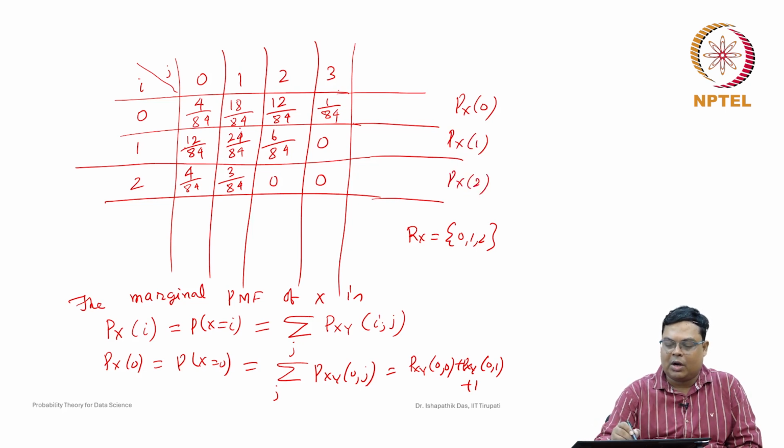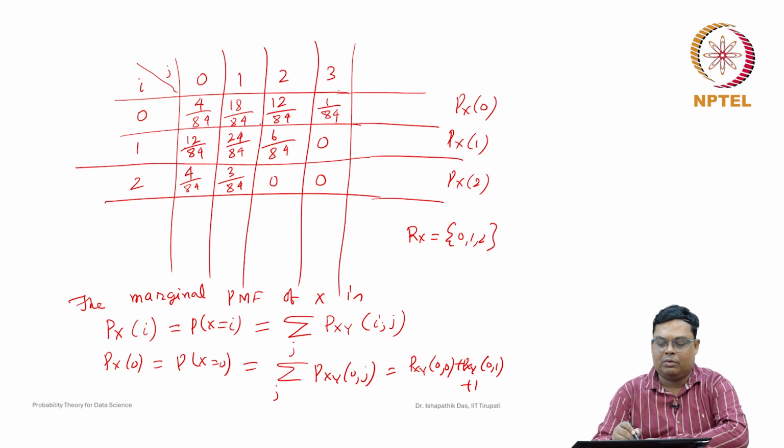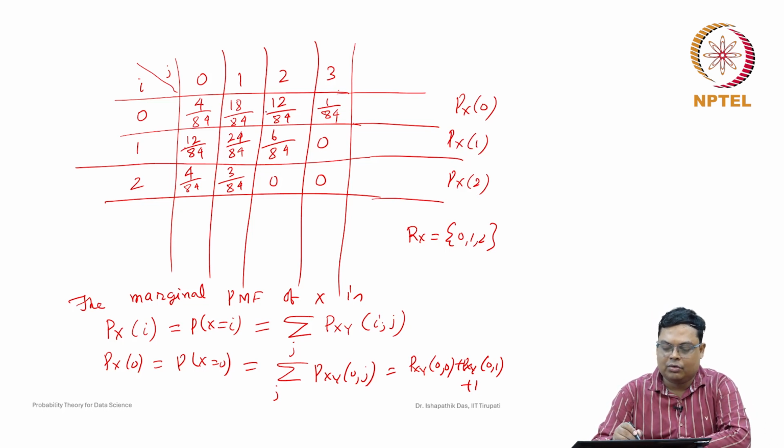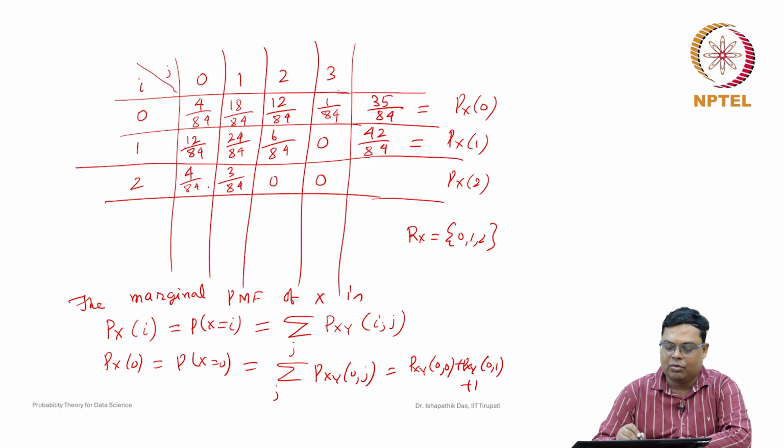Now, what is the value of Px of 0? If you sum this, 18 plus 12 is 30, 30 plus 4 is 34, plus 1 is 35. So this value is nothing but 35 by 84, this is Px 0. Now, Px 1 will be 12 plus 36 plus 6, which is 42. So this will be 42 by 84, this is Px 1, and Px 2 will be 7 by 84, the row sum.